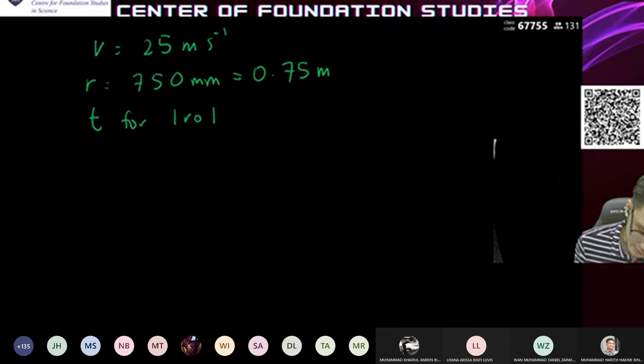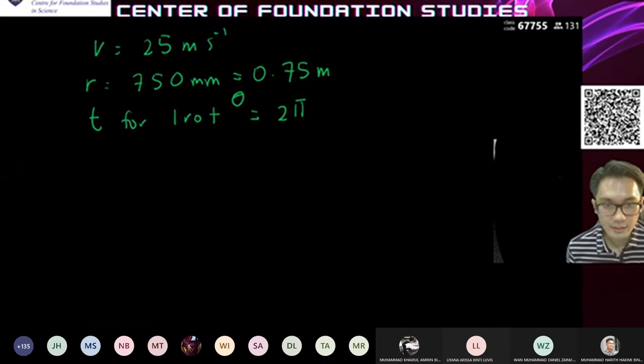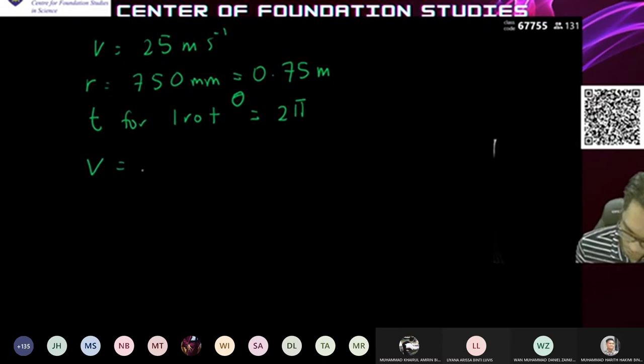One rotation is equal to what? How many radian? 2 pi. So dia nak 2 pi radian. This one is equal to 2 pi lah maksudnya. Okay, so we have to find the angular velocity first. So we have the relationship between the v and also omega, where v is equal to r omega, and then omega is equal to v divided by r.